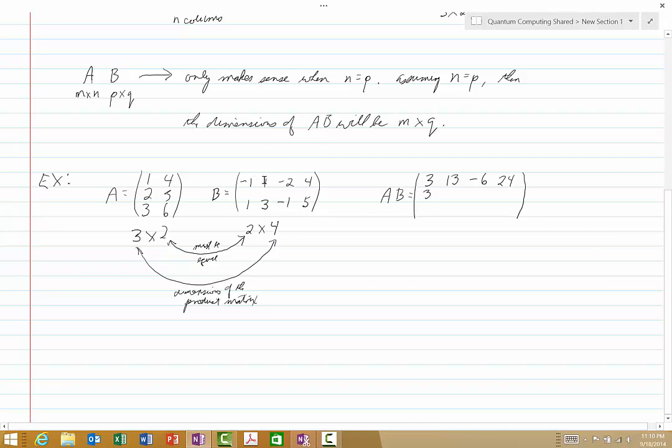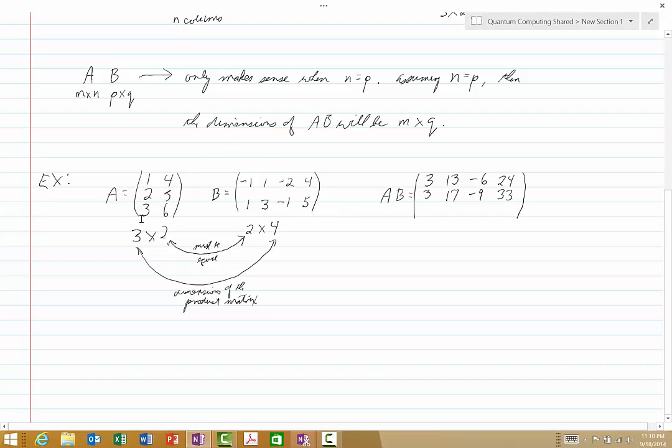2 times 1 is 2. 5 times 3 is 15. 2 and 15 is 17. 2 times negative 2 is negative 4. 5 times negative 1 is negative 5. Negative 4 and negative 5 is negative 9. And 2 times 4 is 8. 5 times 5 is 25. 8 and 25 is 33.